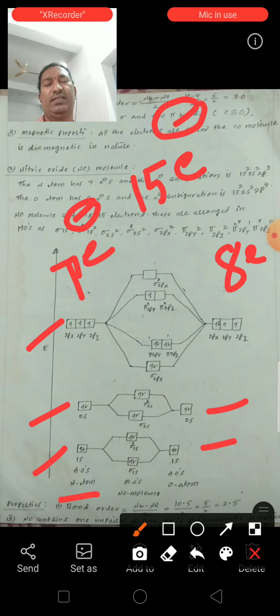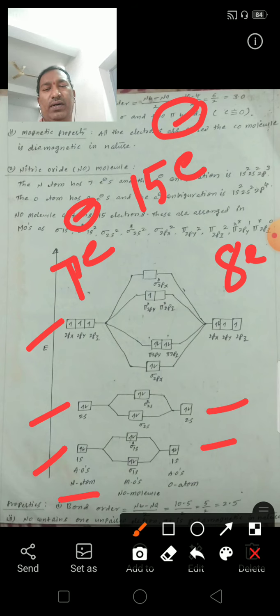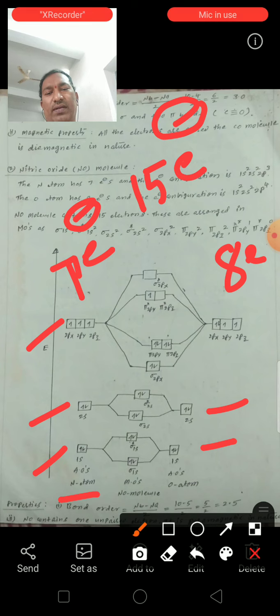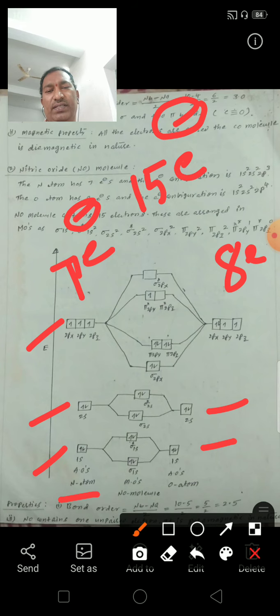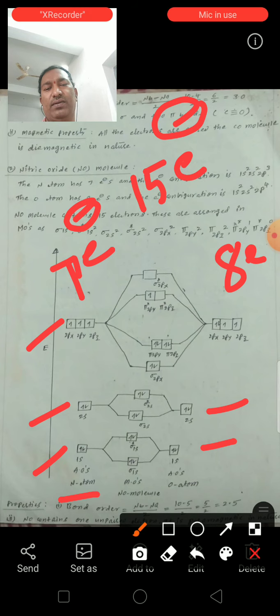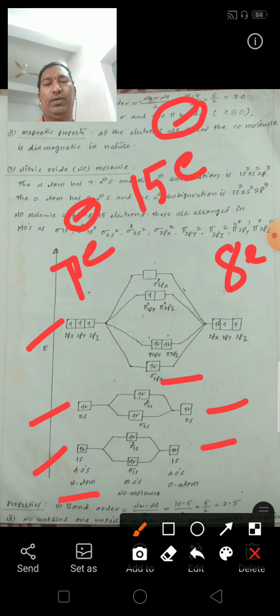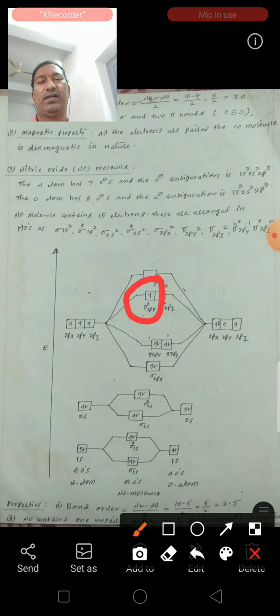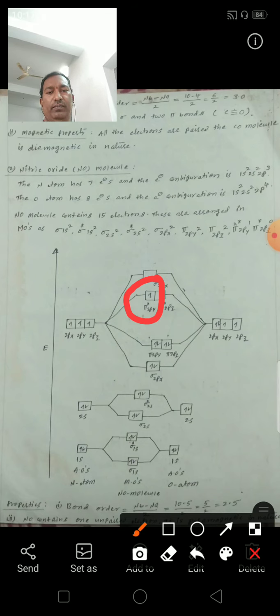These 15 electrons are filled in these molecular orbitals from bottom to top. So here 2 electrons in sigma 1s, 2 electrons in sigma star 1s, 2 electrons in sigma 2s, 2 electrons in sigma star 2s, 2 electrons in sigma 2px. Okay, 2 electrons in pi 2py, 2 electrons in pi 2pz. So the fifth electron enters into the pi star 2py orbital. Okay.